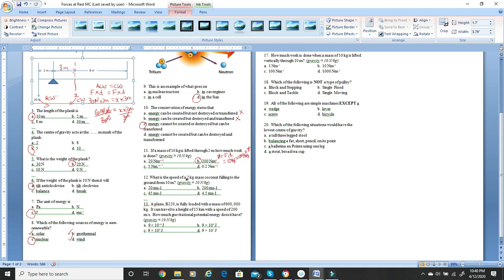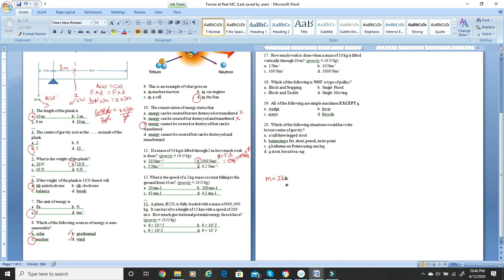What is the speed of a 2 kilogram coconut falling to the ground from 10 meters? So we have mass, 2 kilograms. We have height, 10 meters. We have gravity, 10 newtons per kilogram. So we have mass, height, and gravity. MGH. We're looking for velocity.